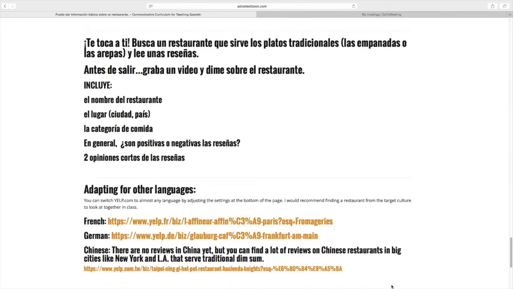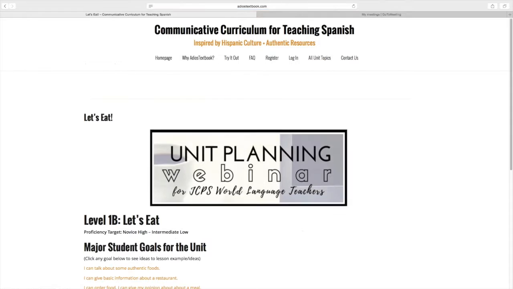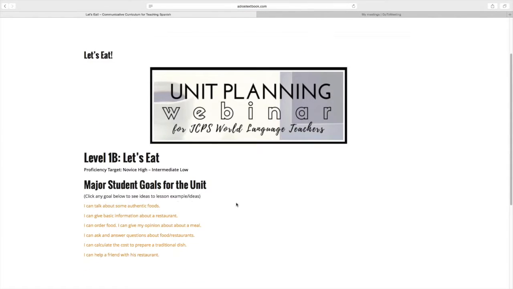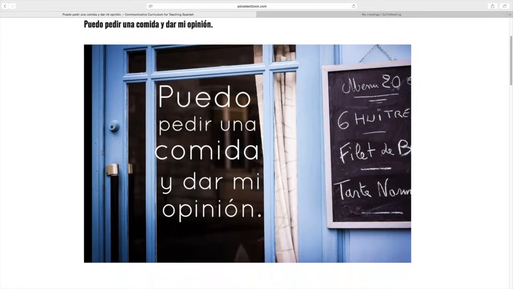So in general, that's the day 2. Now they've learned a little bit about a cultural food and they've looked at a restaurant that serves that cultural food, and then we'll move on. Next is ordering food and giving their opinion about it.